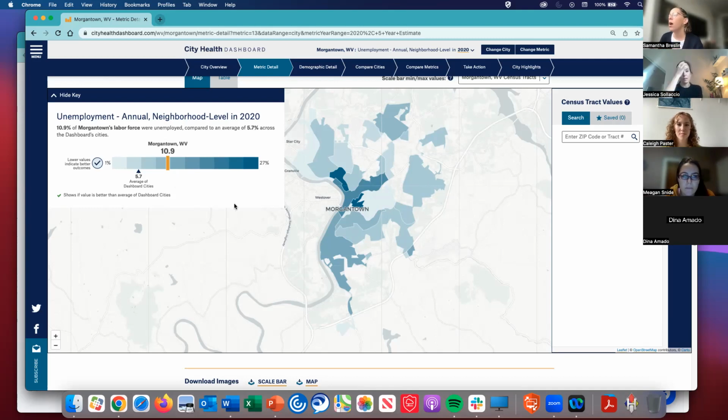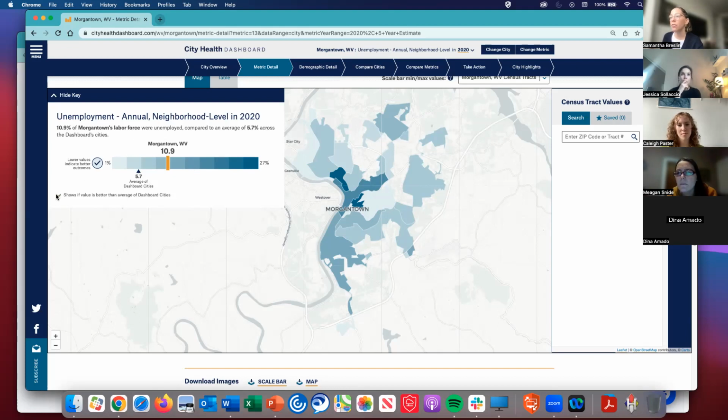So in Morgantown, 10.9% of the labor force was unemployed in 2020, and that's compared to 5.7%, which is the average for all of the dashboard cities. It's similar to a national average, or a proxy for one, but it's not quite a national average because it's only looking at the 900 plus cities on our site. But it's pretty close. So Morgantown's unemployment rate is about 5% higher than the average across all of our cities on the tool.